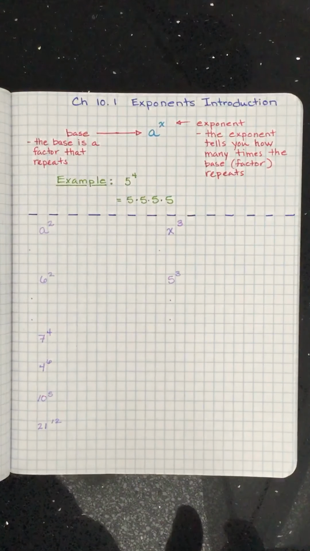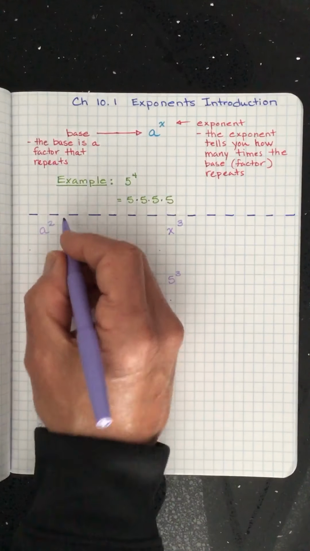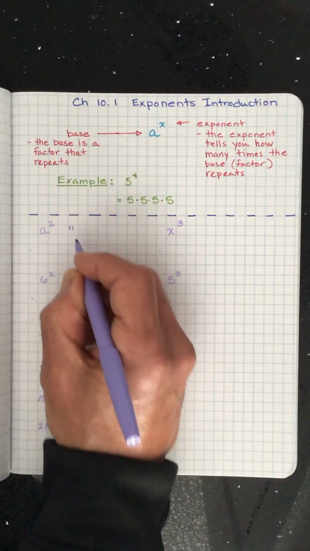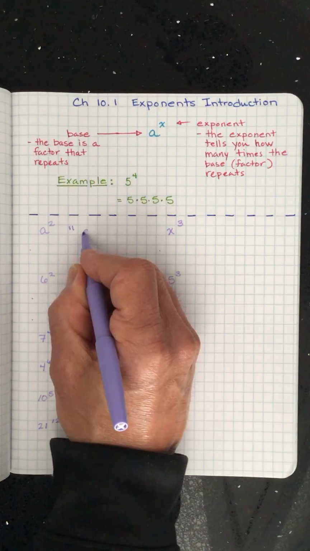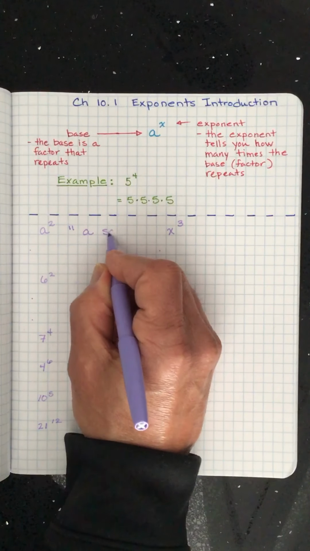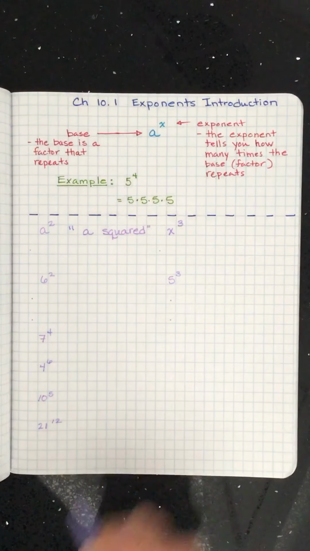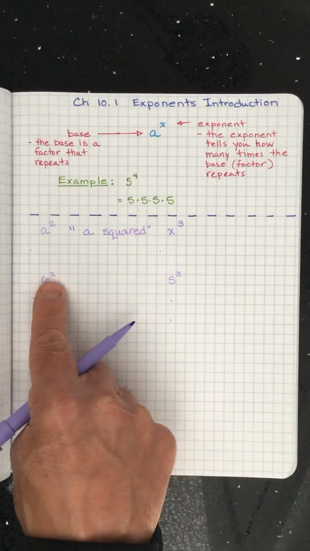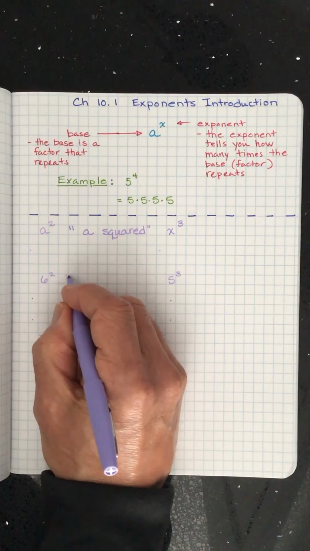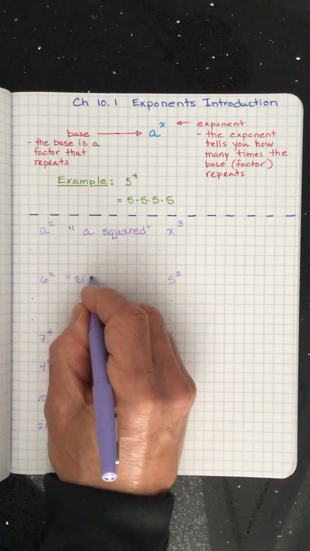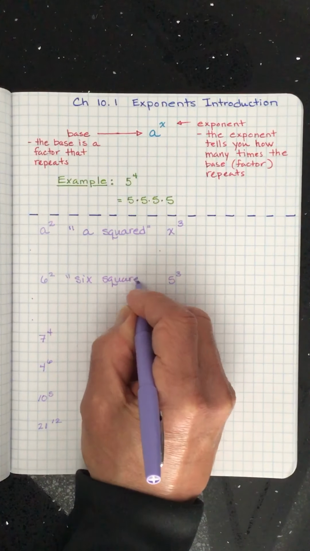This is what we're talking about right now. So, for instance, this right here is very important. This is A squared. And this is what we're talking about here, is how we pronounce these things. When the exponent is 2, we say A squared. Okay? Again, when the exponent is 2, we say squared. So this is going to be 6 squared.